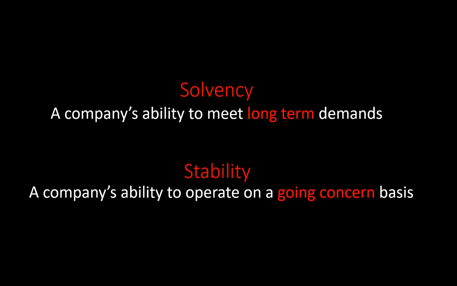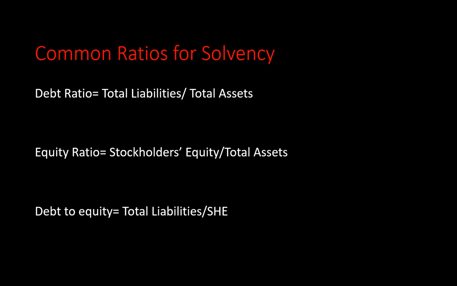So what are the common ratios for solvency? First, you have your debt ratio, which is the favorite. Your debt ratio is computed by dividing your total liabilities by your total assets. The equity ratio is the stockholders' equity divided by total assets, and you also have your debt to equity.